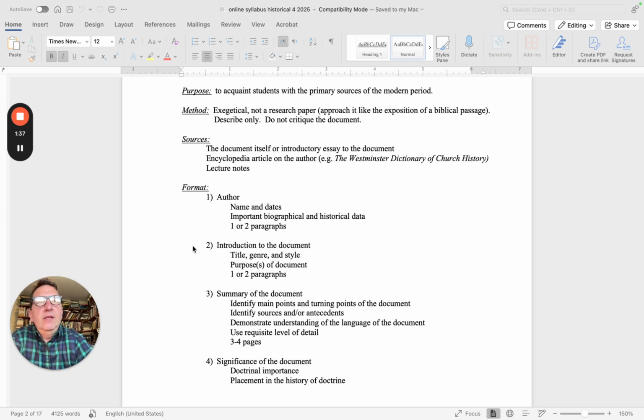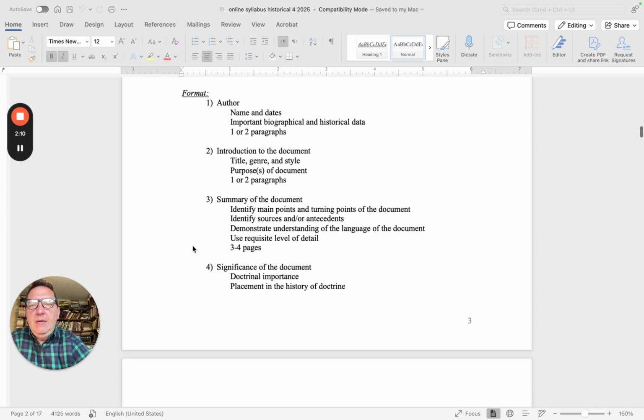So think of it kind of like if you were to give a paper on a book of the Bible, Jude or Second John. You would describe the text. So the point is that when you have this 5 or 6 page paper done, you could give your paper to someone else who's never read the document, and they could read your paper and understand, okay, I get the point. I know what's going on here.